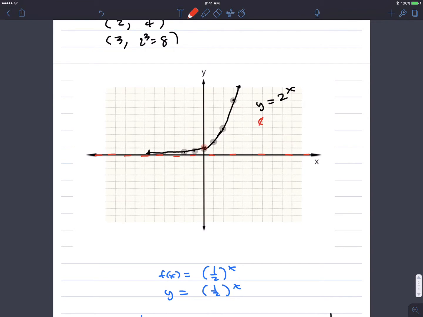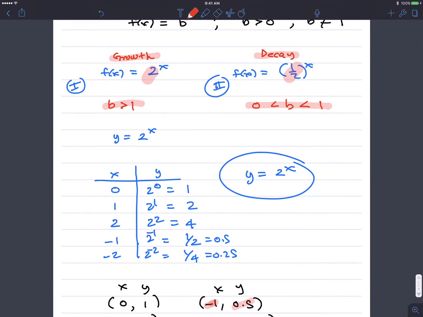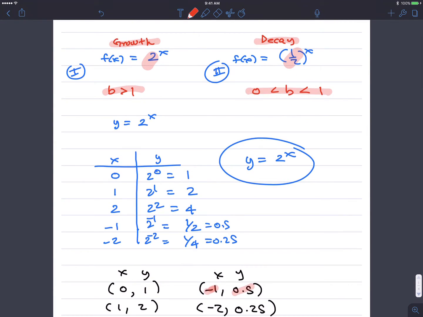So exponential growth. So what's the key? In summary, here's what you guys can do. What's the deal? If your base is bigger than 1, what do we say this is? Exponential growth. Good. If your base is smaller than 1, but positive, exponential decay.